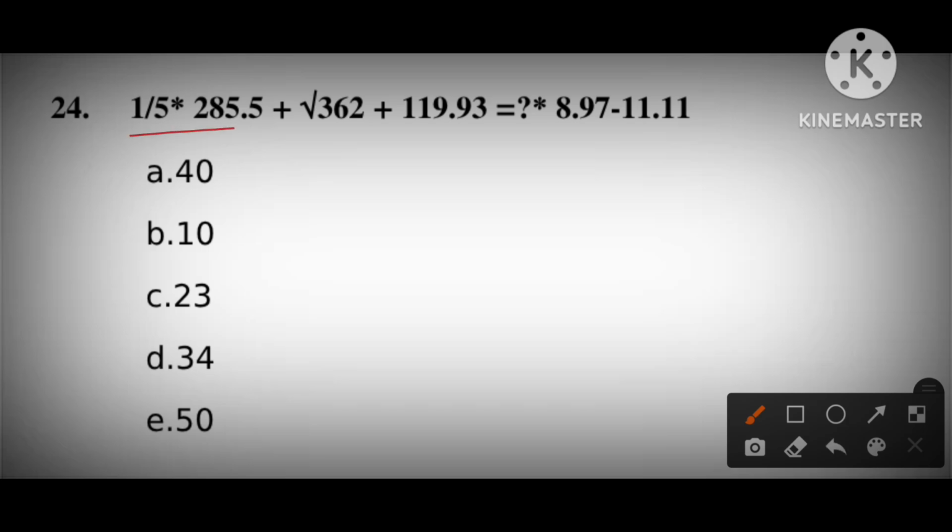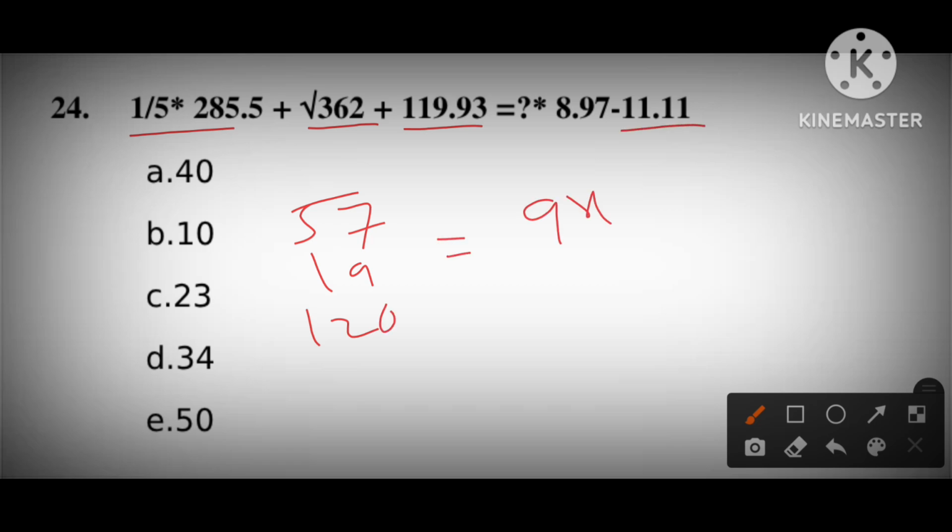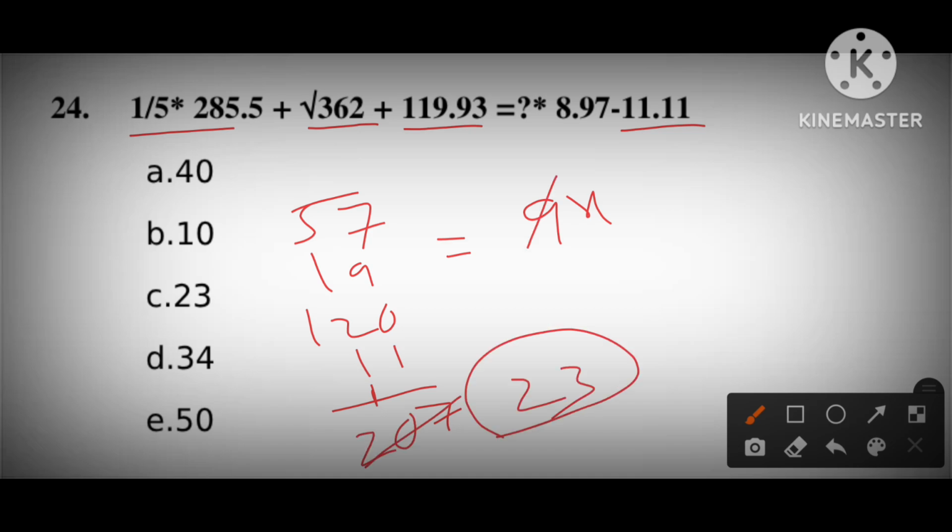Fourth question, 1 by 5 into 285, 5 times 25 and 35, 7 times and 361, 19, and here we see 120 whole equals to 9x minus 11 comes this side with plus 11, so 17, this will be 4, 5, 5 plus 5, 10, 2, 0, 7, 9, 2 times 18 and 3 times 23 is our answer. Option C is the answer for this question.